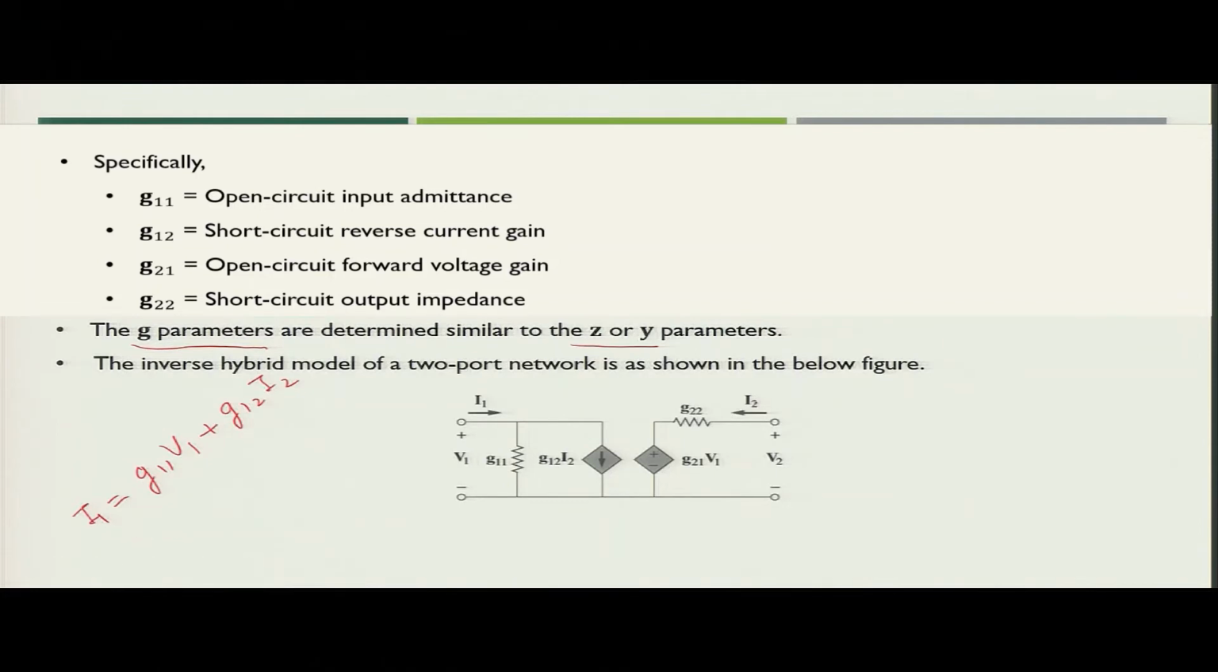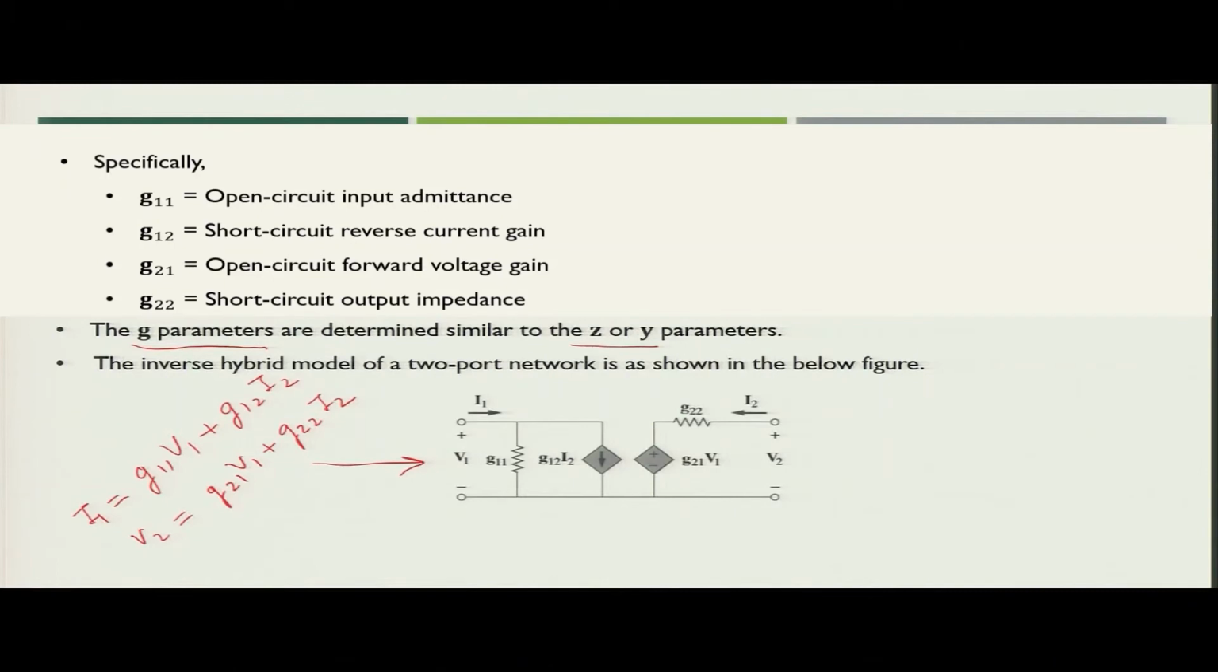In case of the second part, you will see that the resistance is in series with the dependent voltage source, so you will use Kirchhoff voltage law. When you use Kirchhoff voltage law, you will write V2 as G21 V1 plus G22 I2. So these equations can be used to draw the equivalent circuit for G parameters.